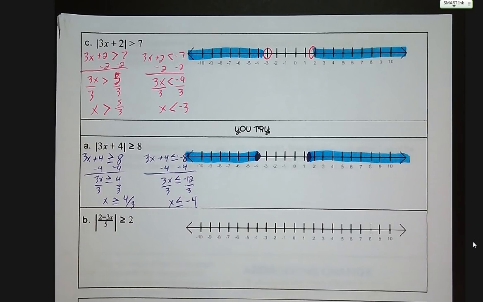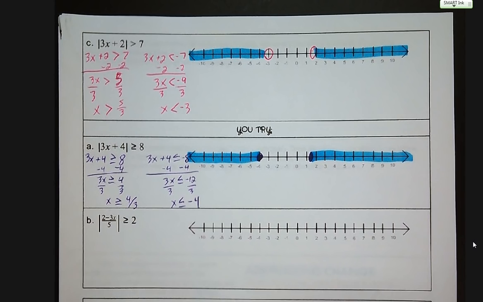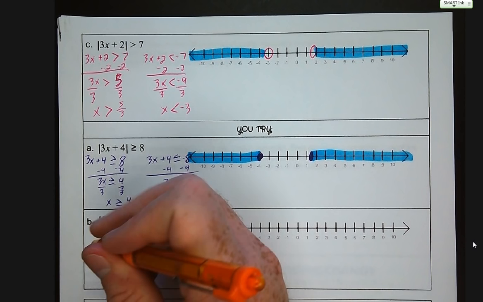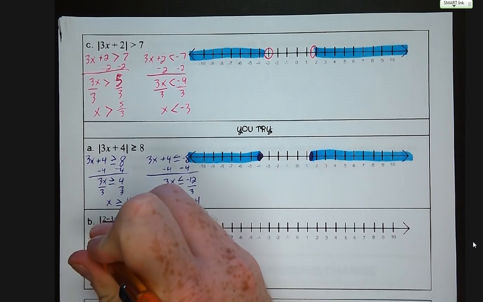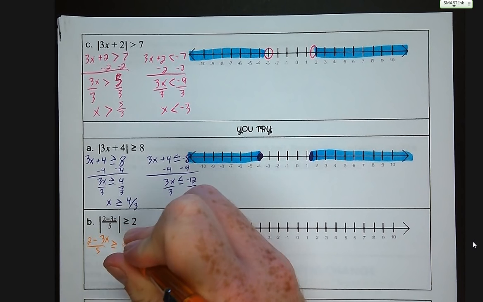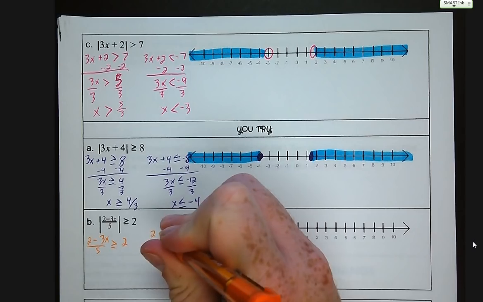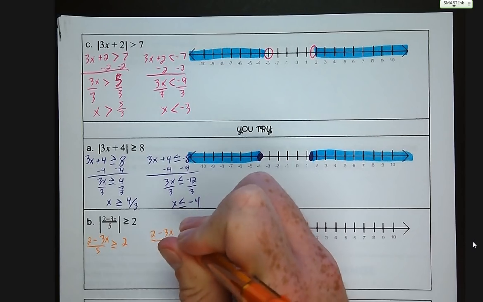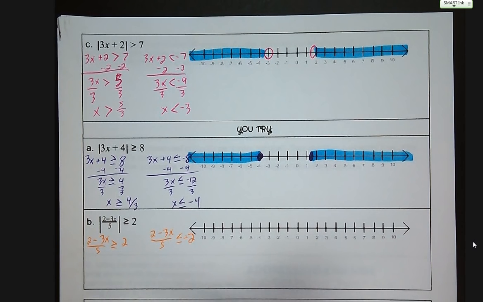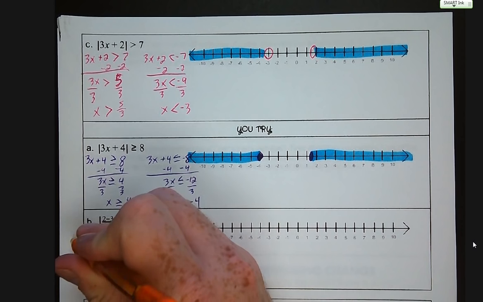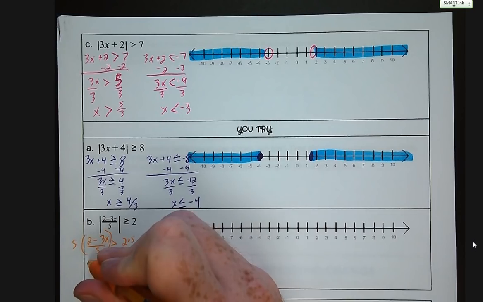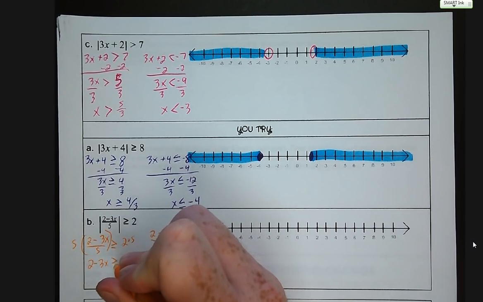Moving on, we have letter B. Again, our absolute value is isolated, so we just need to deal with separating it out. So we have (2 - 3x)/5 ≥ 2. We have (2 - 3x)/5 ≤ -2. Start off, we're going to get rid of the fraction, so we're going to multiply both sides by 5. So we're left with 2 - 3x ≥ 10.